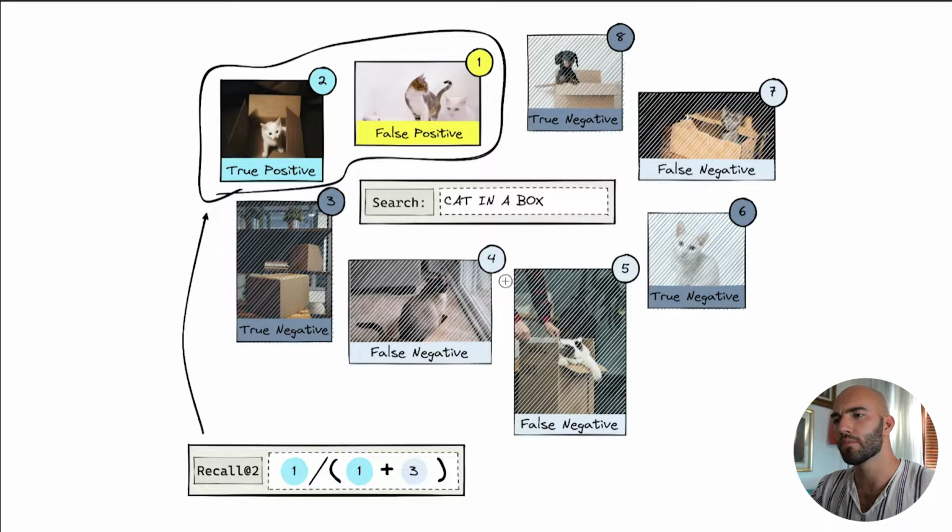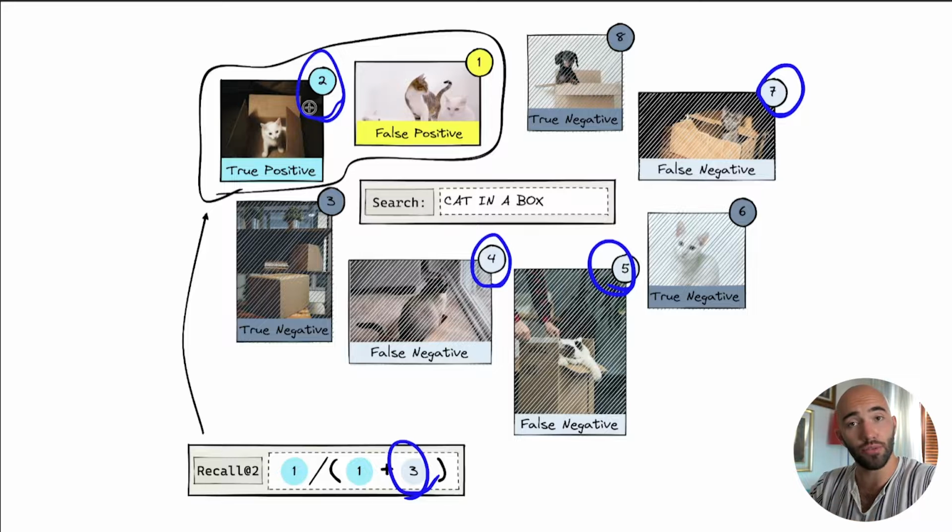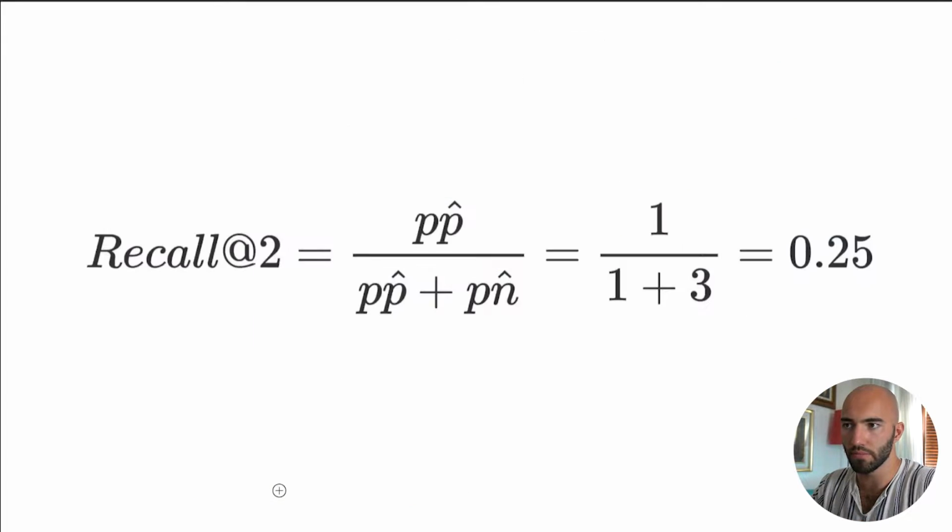We have 3 items that should have been positive in this retrieval process, but they were not retrieved. They're the false negatives. So we add them to the denominator of our recall formula, and then we have 1 true positive. So one that was an actual positive result, and it was also predicted positive, which is good, but it could have been better, of course. So we add that to the denominator as well, and also to the numerator. So we get 1/4. So 0.25 for our recall at 2.